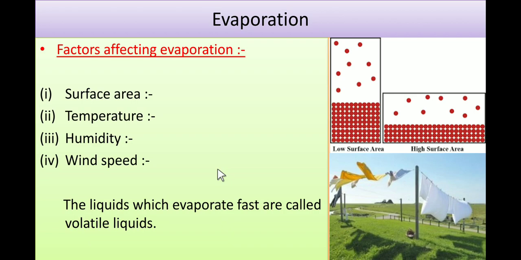For example, if we compare water and ethanol, that is spirit, the attraction between water molecules and the attraction between spirit molecules are not the same. The attraction between the spirit molecules is lower. That is why spirit evaporates much faster.